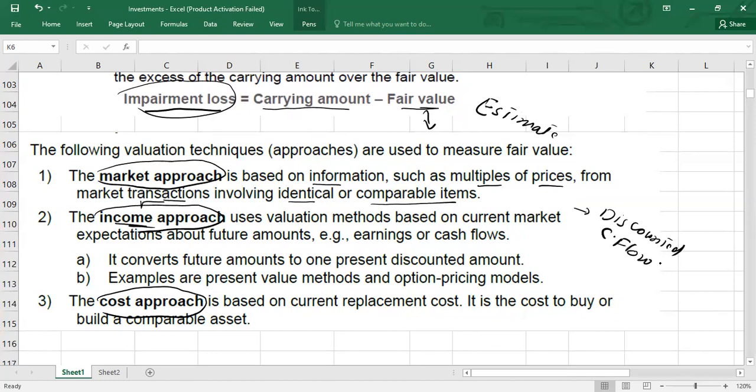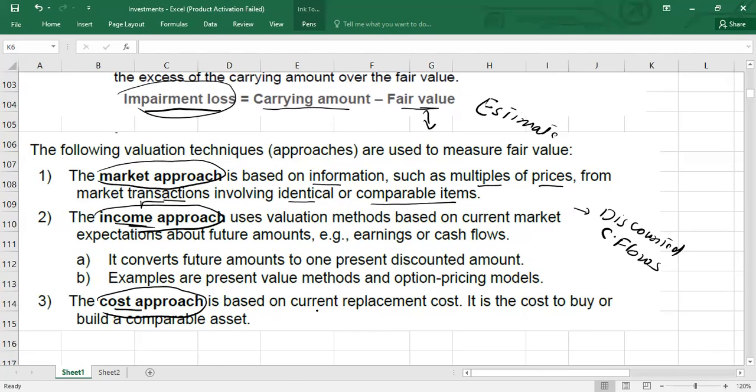I can't explain here how you will calculate it, but I can give you an idea. You will usually calculate the present value of future cash flows, which is the dividend. If you calculate the present value of the dividend, you might get the fair value of the stock. And the third is the cost approach.